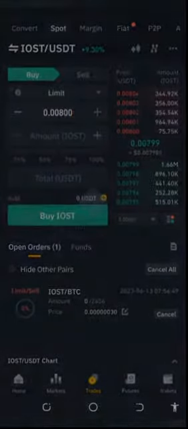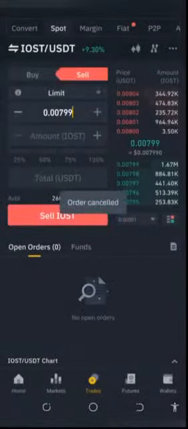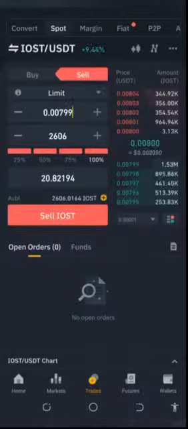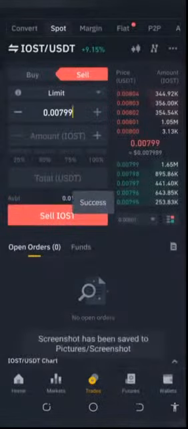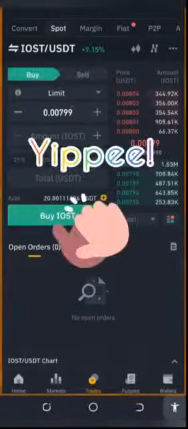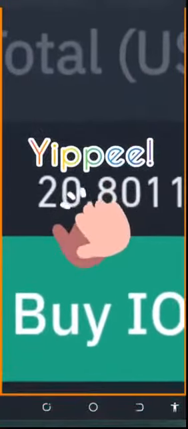So let's do this quickly. Let's cancel this. And let's see if we can actually sell and see what we can get. Let me see. Wow, this is great. Let's go ahead and sell. Wow, did I get it sold? Yippee, we got it sold.